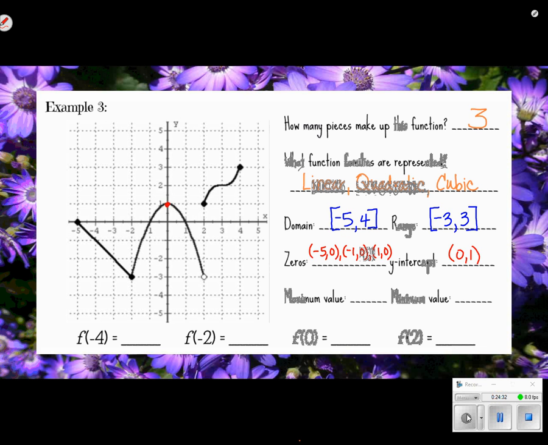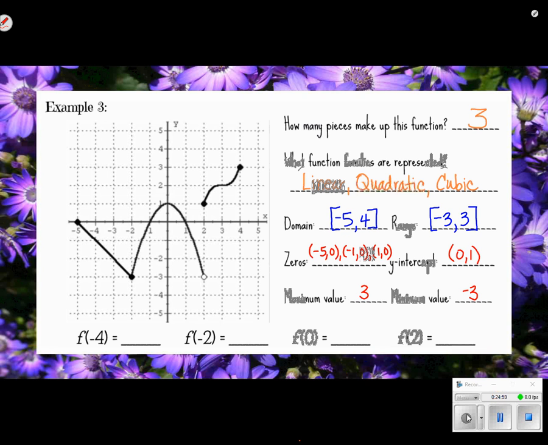All right, the minimum value, what do you think is the lowest value? This is the y value, the lowest y value. It's the minimum, negative 3. And what's the highest y value? 3. And that, again, goes along with the range. So I have all of these pieces I've got to figure out. I'm going to let you try to figure them out.